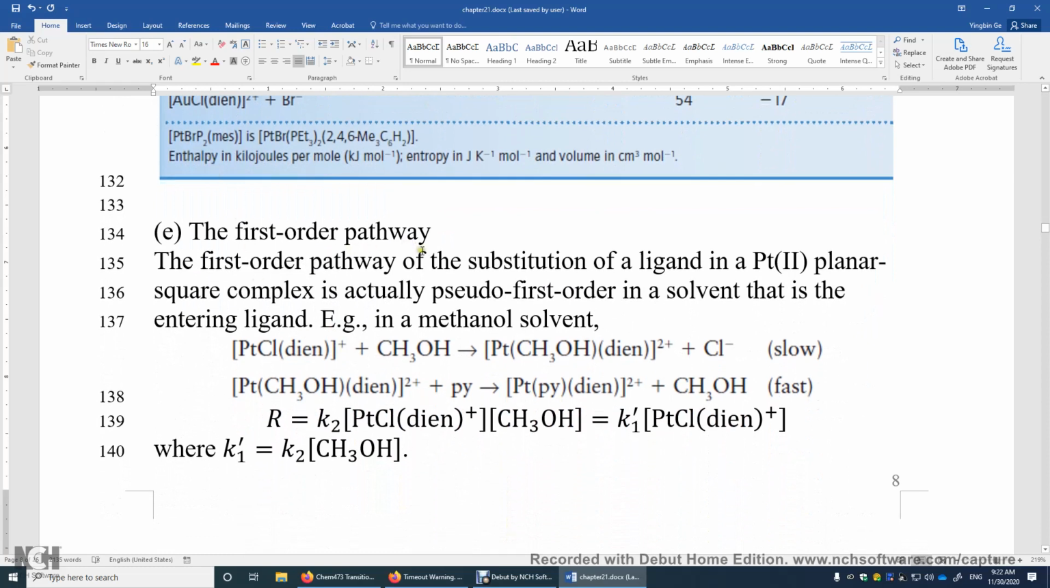Finally, the first order pathway. Sometimes when we do ligand substitution in a solvent, and this solvent consists of the entering ligand, it's actually a second order reaction, but the concentration of the entering ligand remains constant. So we want to call this pseudo first order.